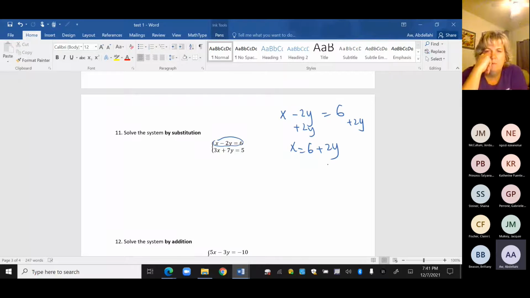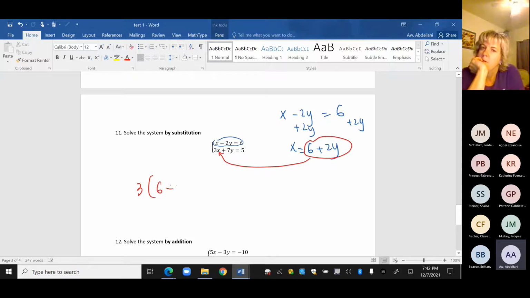Where I'm going to substitute this x equals 6 plus 2y, where I'm going to put it? Next to the 3 in the second equation. I'm going to take this stuff right here, and put it next to the 3 in the second equation. I get 3 parentheses, 6 plus 2y, plus 7y is equal to 5, right?